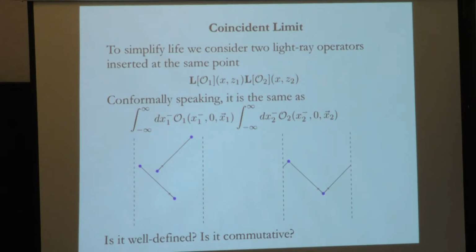So one thing which I will first quickly discuss is that, I told you light rays are labeled by points on a null ray. Let me put them at the same point, which I will do to make life simpler. So in general, you can ask, is it a well-defined procedure? If this is a Wightman ordered product, does it depend on the order? Is it well-defined?